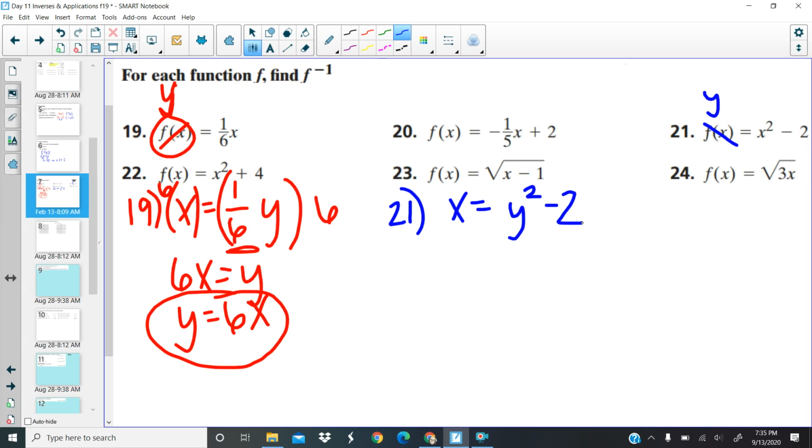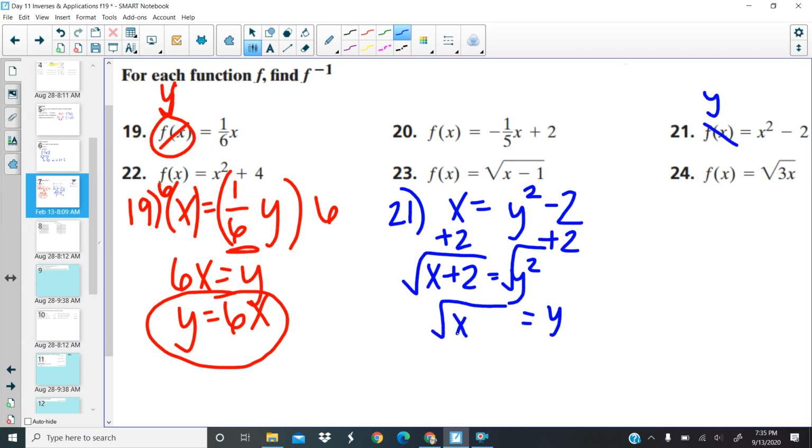So the first thing that you need to get rid of is going to be that minus 2 at the end. So we're going to add 2 to both sides. And I'm going to have x plus 2 equals y squared. And then whenever you're trying to get rid of a squared or any exponent, you're going to have to take the root of that. And so to get rid of a square, you're going to have to take the square root. So the square and the square root are going to cancel each other out, and you're going to just have y on that right-hand side, and it's going to equal x plus 2.